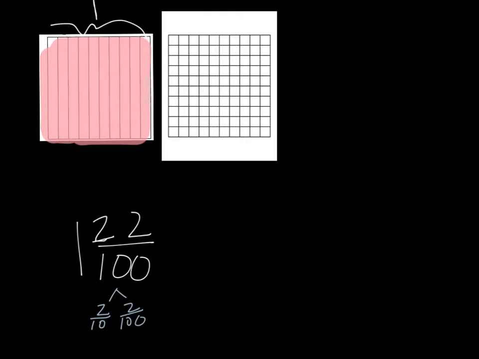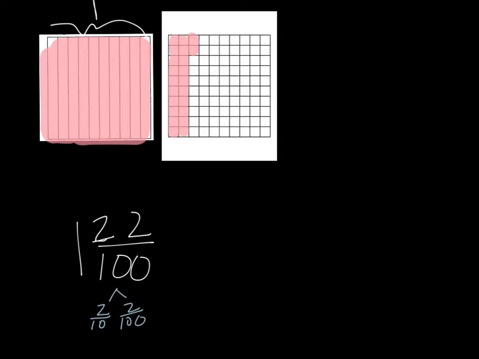And I can show that on my hundreds grid. I can either color in 22 boxes individually, 1, 2, 3, 4, 5, or I can just do my vertical rows because I know there's 10 in each of those and count by 10. So 10, 20, that's my 2 tenths, and then I need to color in 2 more. And now this picture represents my fraction 1 and 22 hundredths.